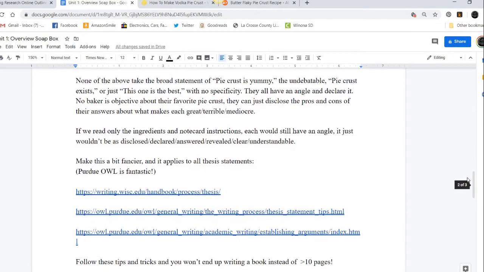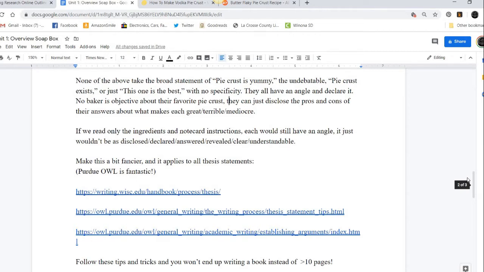And none of the above take the broad statement of "pie crust is yummy," or "the undebatable pie crust exists," or just "this one is the best" with no specificity. They all have an angle, and they declare it. No baker is objective about their favorite pie crust. All they can do is disclose the pros and cons of their answer about what makes each great or terrible or mediocre, and then they give you their sources and citations, which is a lot of those pictures and things.